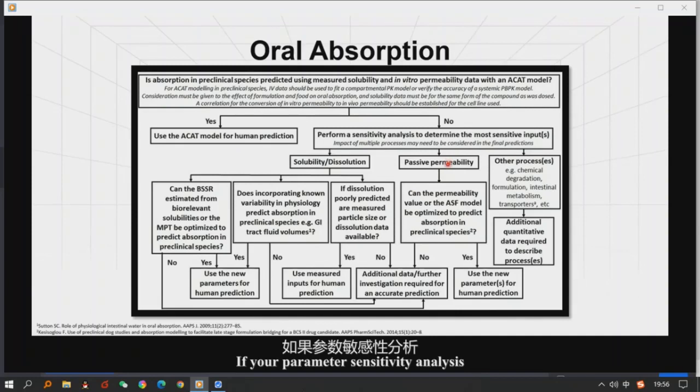If your parameter sensitivity analysis determined that permeability was driving the oral absorption, then you would be looking at the permeability value itself, or potentially the ASF model, the absorption scale factor model, to see how that might be driving the prediction, and then translate any findings to human for the first in human prediction. And finally, if other processes are driving that oral absorption, you are more than likely going to need additional quantitative data to describe that process accurately in your PBPK model.